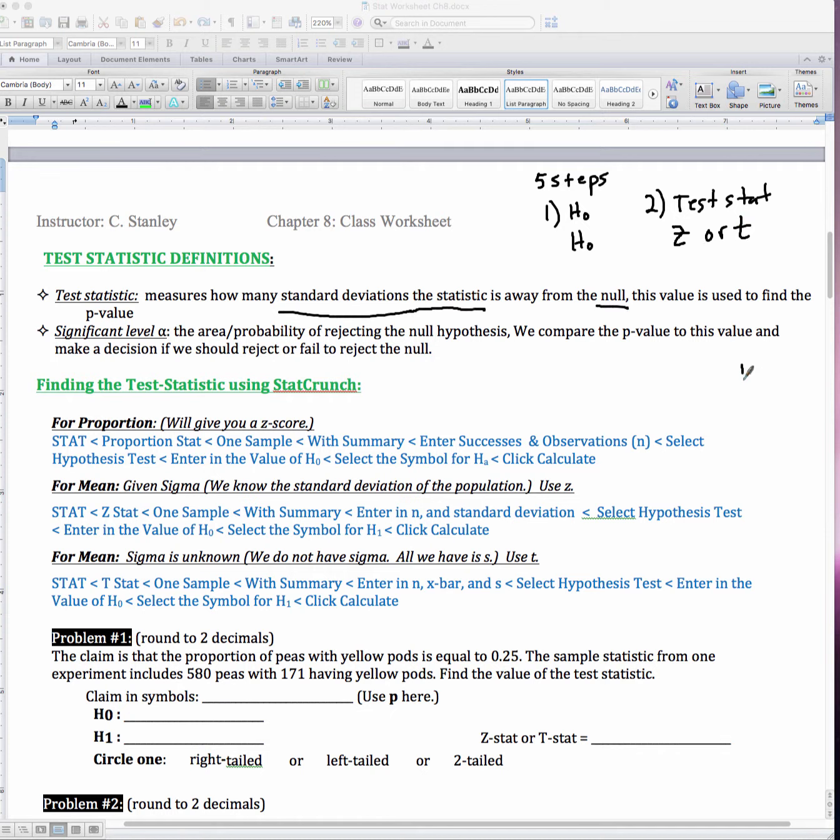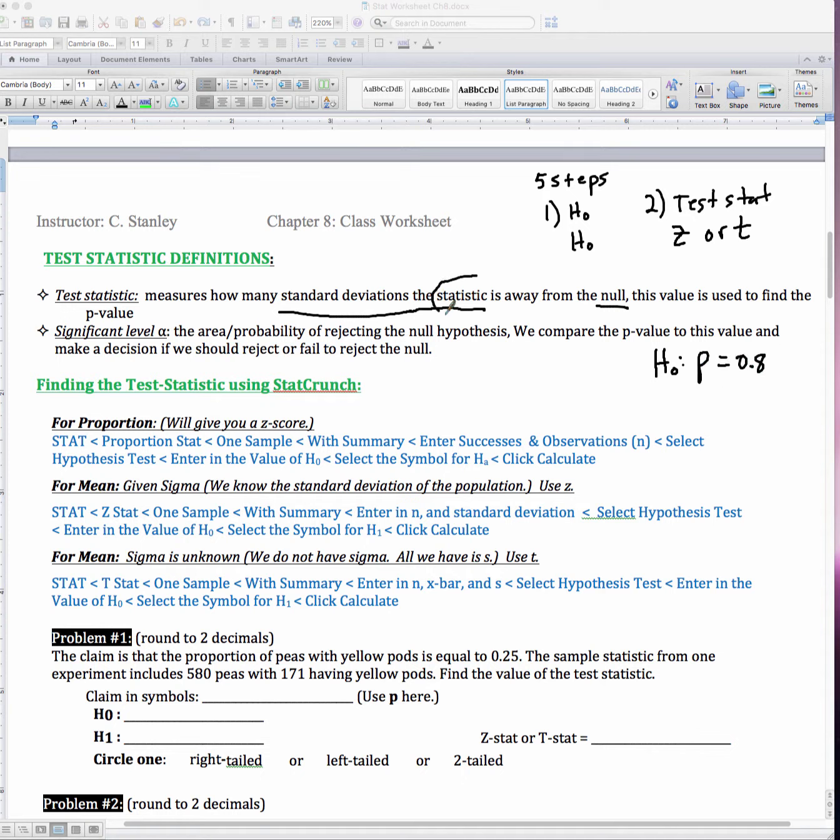The test statistic is either going to be a z-score or it's going to be a t-score, and it measures how many standard deviations the statistic is away from the null. So if we look at the basketball problem, the null, the p was 0.80. So this is your null. So the null hypothesis was p equal to 0.80.